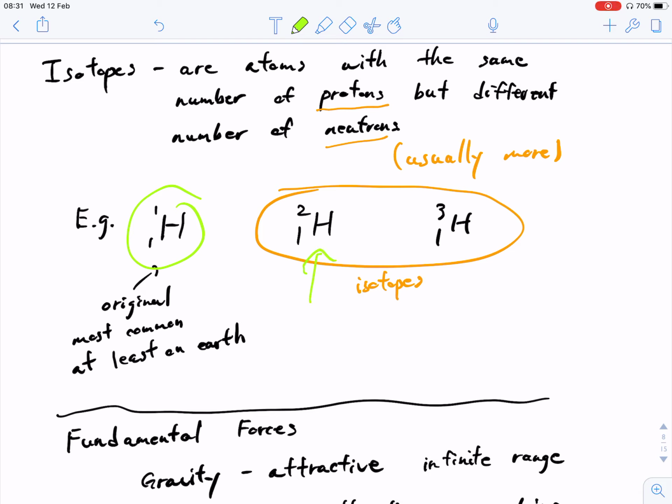The other two here are isotopes of hydrogen. So they only have 1 proton, but there are more neutrons as indicated by the nucleon number there. Okay, so here there's 1 neutron, and here there are actually 2 neutrons in this hydrogen atom.